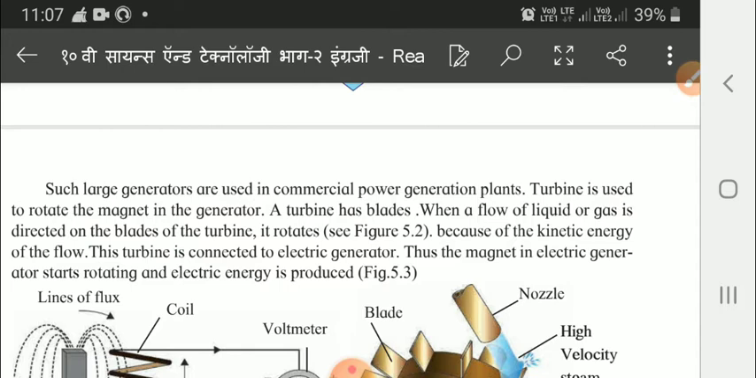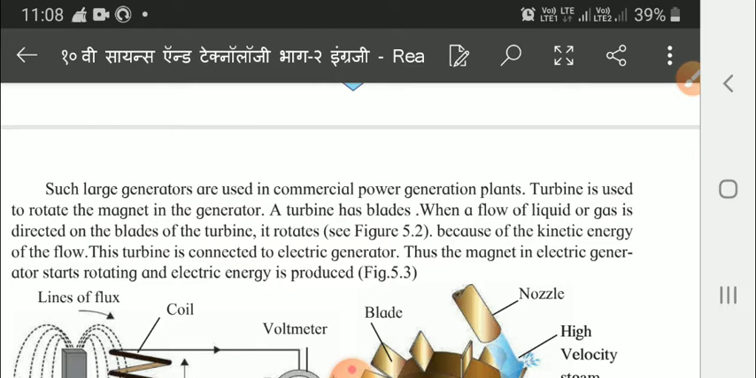Actually, the turbine is a rotary mechanical device that extracts energy from a fluid, converting it to a useful source of energy. So here the main thing is moving or rotating the turbine. What is a turbine? I'll show you now in the picture. When the turbine is rotating, the magnet in the generator also starts generating electricity.